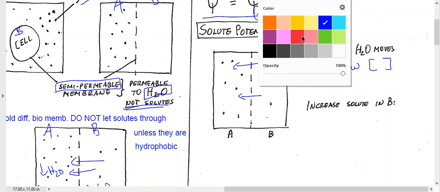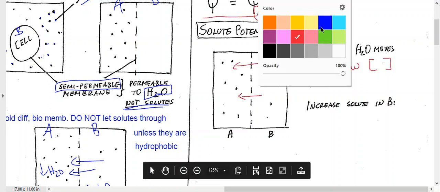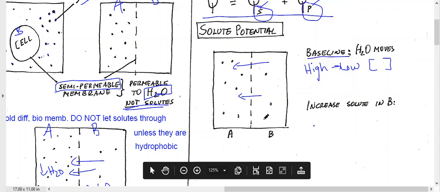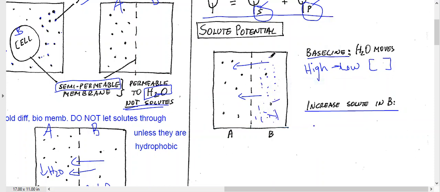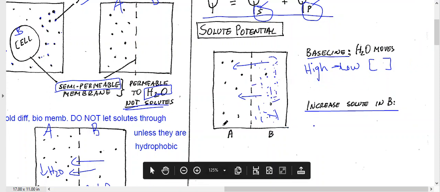I'm going to change colors here. Let's just say this is a different color. If we increase the solute inside B, so I'm going to add solute. So I'm adding all of this solute, lots of solute everywhere. Now side B is super salty. We've increased the solute inside B. Now water is going to want to move from A to B.